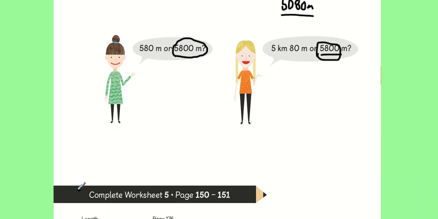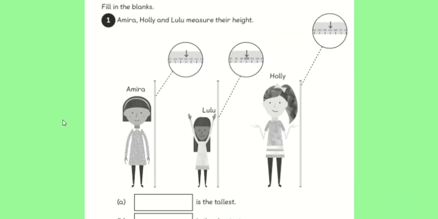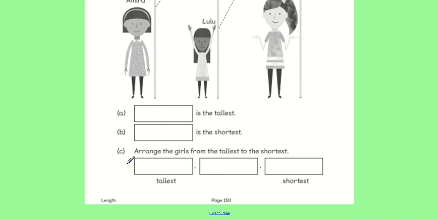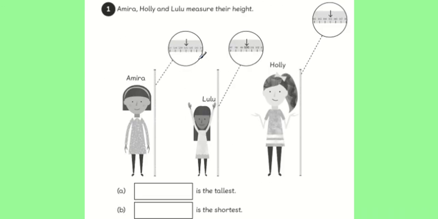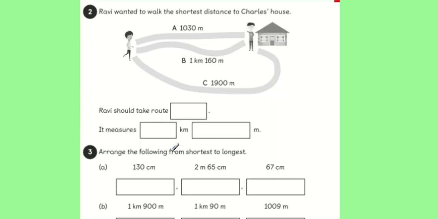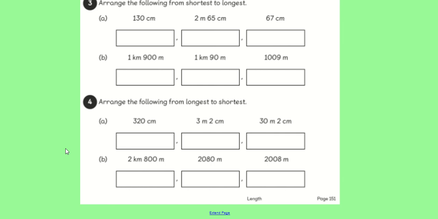Okay, now it's time to complete our worksheet. Okay, so this is for you to do by yourself. It's 2 pages. Here we are comparing the heights here. Need to look very carefully at the tape measures here. And in this one, we are comparing these distances and arranging things from shortest to longest. So in this one, look, you need to put this 320 centimetres into metres and centimetres. Okay, pause the video and check back for the answers.